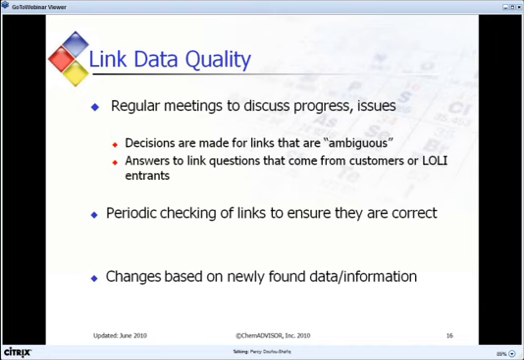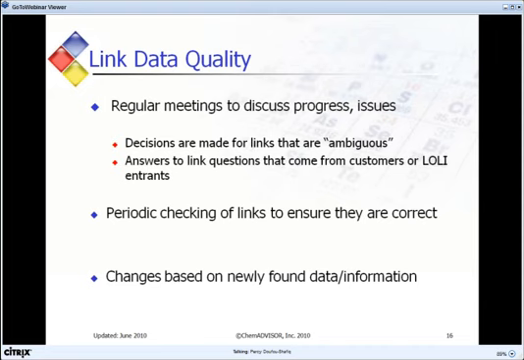There's one little thing I forgot to mention: once we decide what type of link to create, there is a tool in LOLI desktop, the link editor tool, where we create the link. Of course, we need to maintain our link data quality. For that, we have regular meetings to discuss progress and issues that arise. For example, to make decisions if there are any links that are slightly ambiguous in the regulatory source, or to answer link questions that come from customers or LOLI entrants. So it's a dynamic procedure in terms of our discussions with customers as to what type of links we're doing and why.